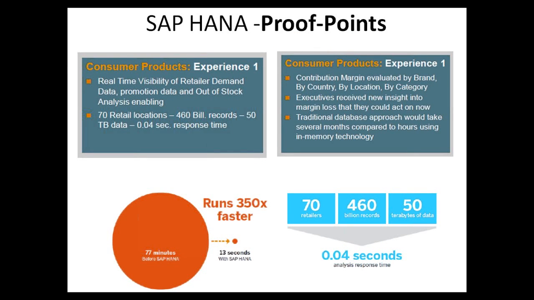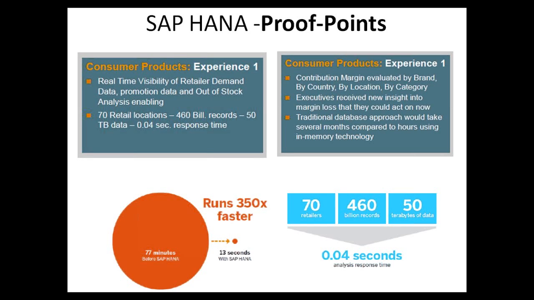Okay. Now let's see here. Before SAP came to the market, before introducing HANA, they tested with different kinds of examples. This is the highest one, where they had some huge data. Just imagine, we are talking about 460 million records and 50 terabytes of data, with 70 retail locations. When they try to run these reports, the response time is 0.04 seconds. This is what we call proof points.